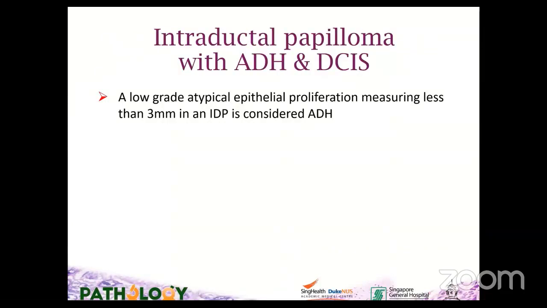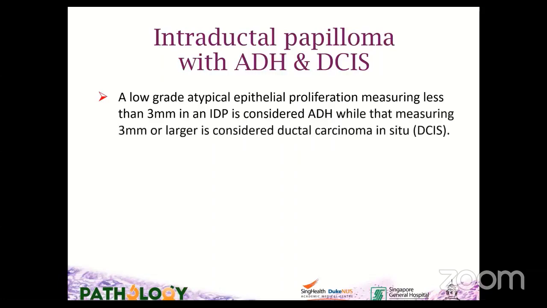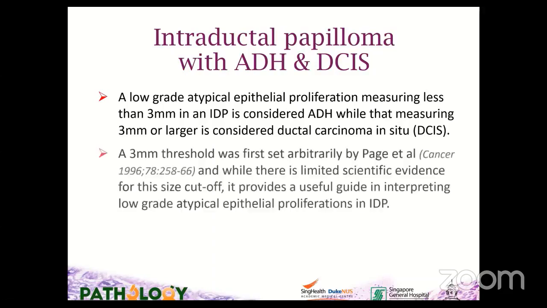How do we diagnose an intraductal papilloma containing atypical ductal hyperplasia or low-grade ductal carcinoma in situ? Well, when you encounter a low-grade atypical epithelial proliferation that measures less than 3 mm within an intraductal papilloma, we diagnose it as ADH within the intraductal papilloma. Whereas if one sees a similar abnormal proliferation that measures 3 mm or larger, we can regard it as low-grade ductal carcinoma in situ hosted within the intraductal papilloma.